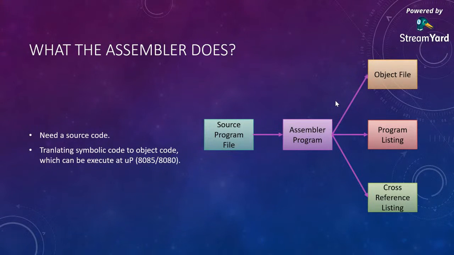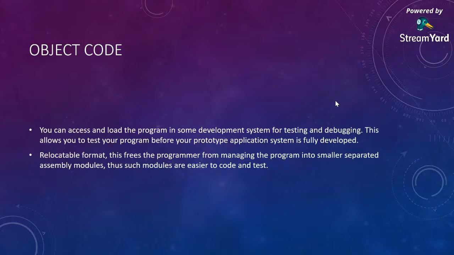So, first things first, we need a source code and then translating. Of course, symbolic code, which is source code, is actually the symbolic code executed at the microprocessors. So, what is an object code then? You can access or load the program in some way, develop the program in some way for testing and debugging. This allows you to test the program before the prototyping application system is fully developed.